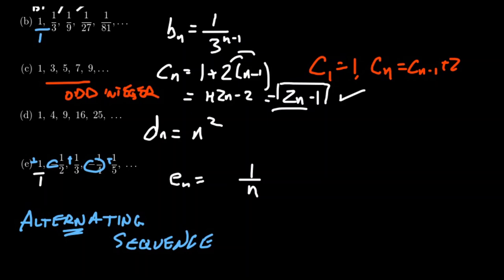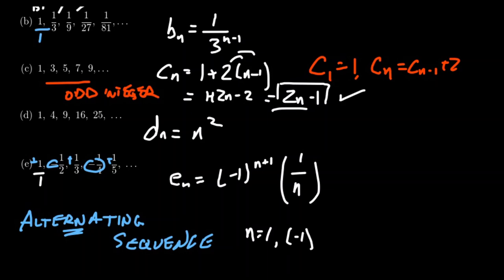And so what's going to happen here is we are going to take powers of negative 1. Notice, if we take negative 1 raised to the n plus 1 power, I'm going to rewrite this thing right here. So if we take negative 1 to the n plus 1 power times 1 over n, notice what happens when n equals 1, then the power of negative 1 you're going to get is a 2, which is a positive 1, particularly that's positive.